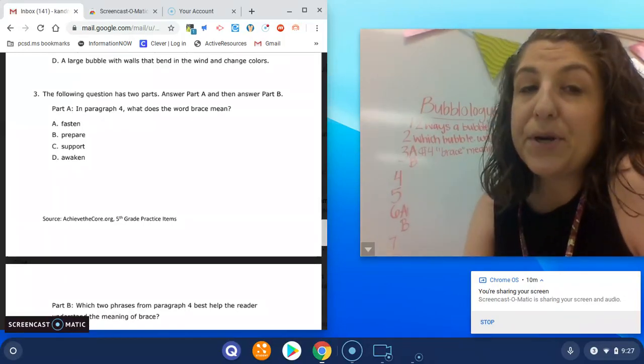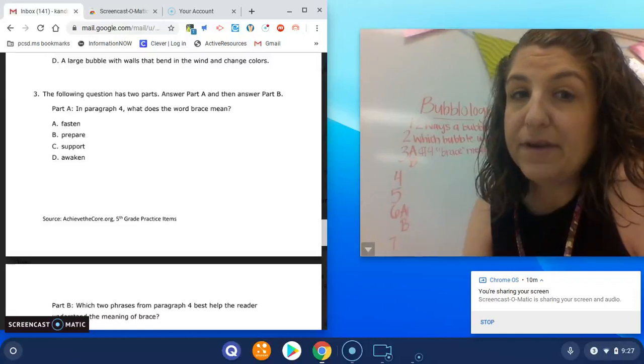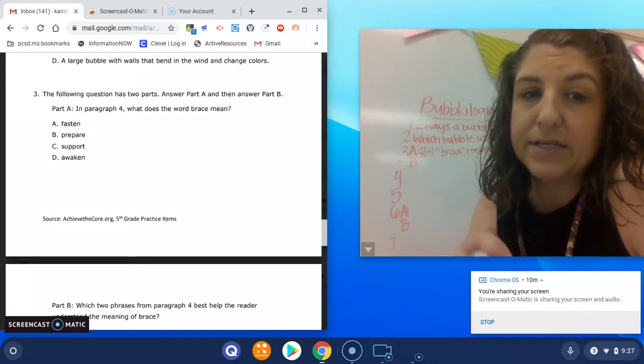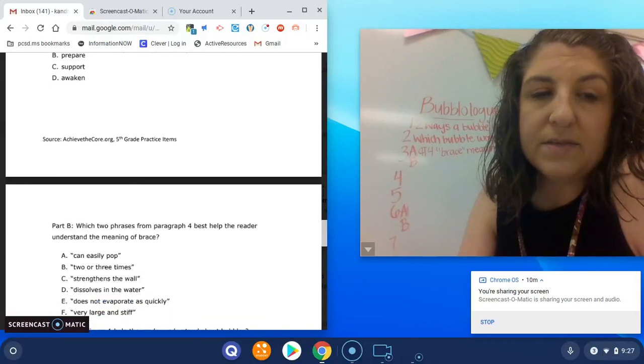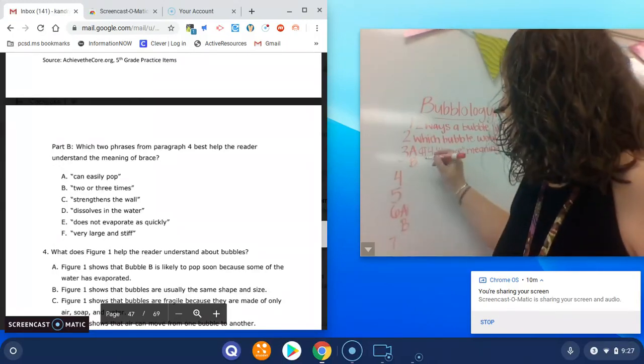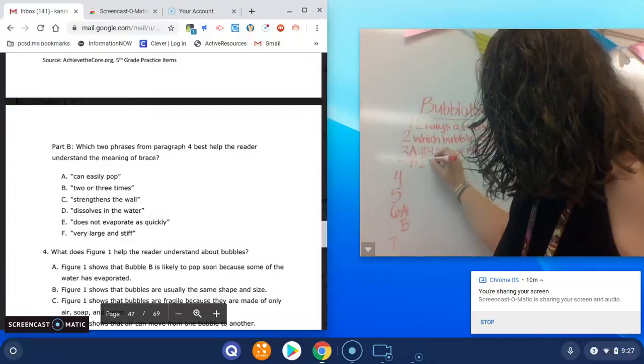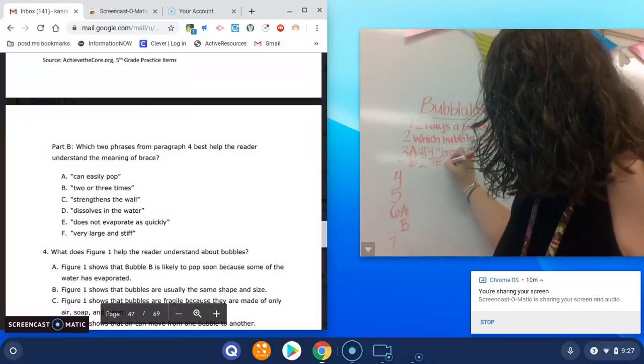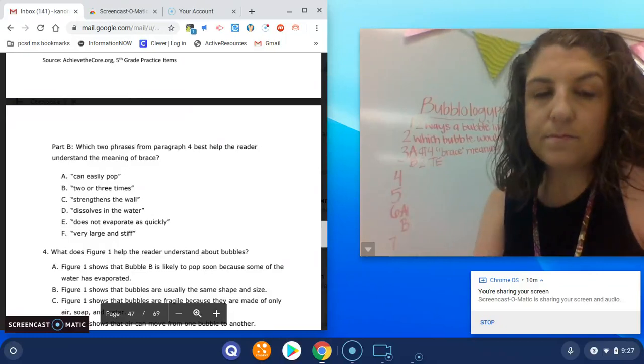Just a reminder, your Part B questions are asking for text evidence or support for your Part A answer. This Part B question says, which 2 phrases from paragraph 4 best help the reader understand the meaning of brace? So we're still in paragraph 4. We're looking for 2 pieces of text evidence, so 2 TE.